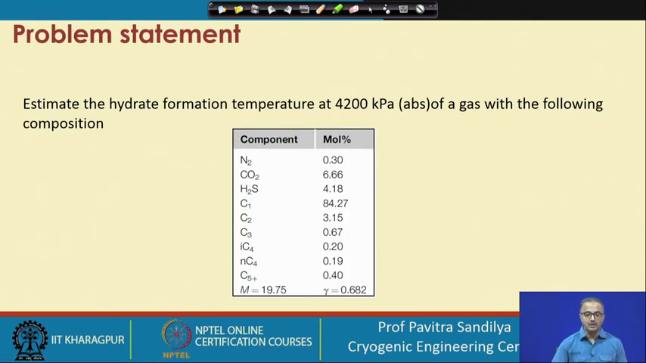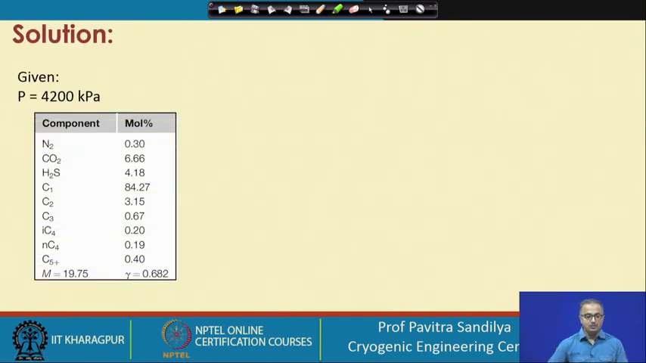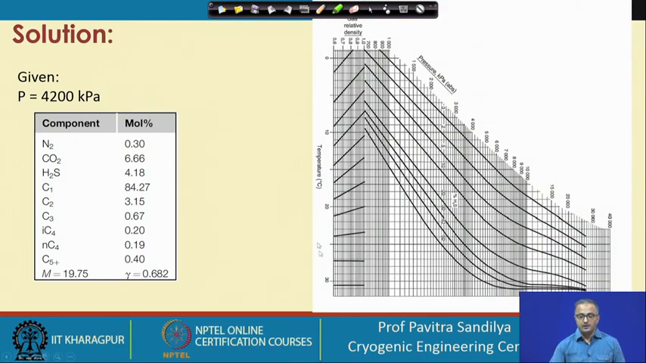Next we come to another problem which concerns the determination of the hydrate formation temperature for some given pressure and for this kind of natural gas. In this case we have been given the molecular weight and the specific gravity of the natural gas, along with the mole fractions of the various components. Now for this we have to use this particular chart.